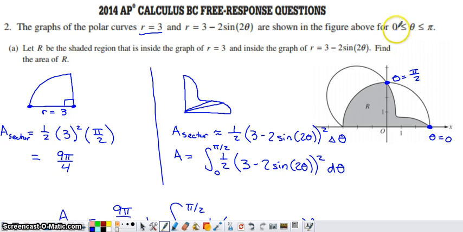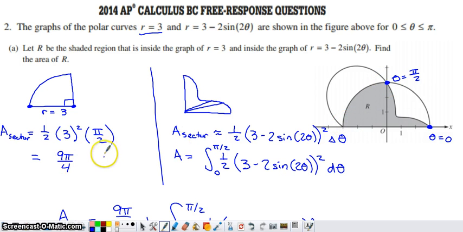The graph given ranges with theta from 0 to pi, and what we're asked to do in part A is to find the area of this region that's shaded and labeled as capital R. So what I noticed here was if I just look at the piece of this region in the second quadrant, really all this portion of the region is a sector of a circle, where this would be a right angle, right? Theta would go from pi by 2 to pi as we range from this point to this point.